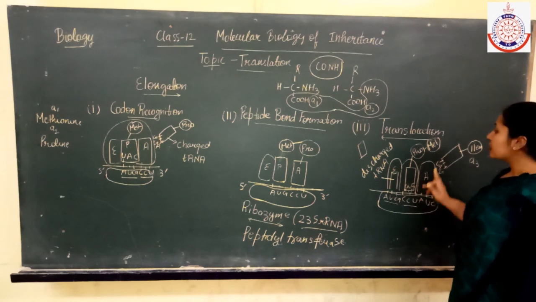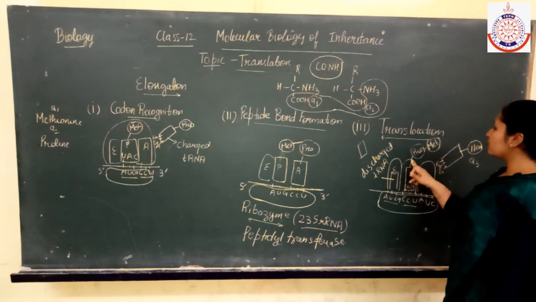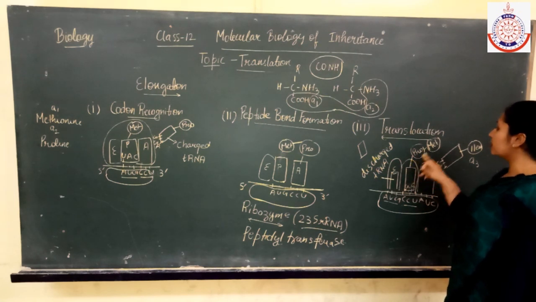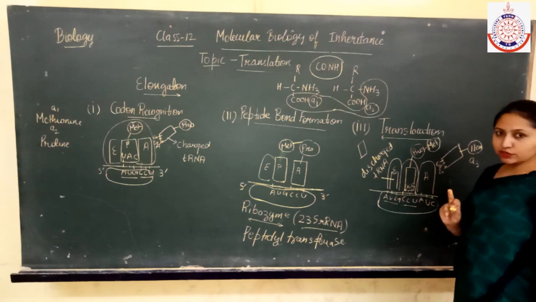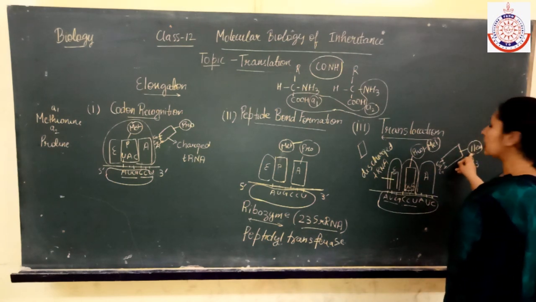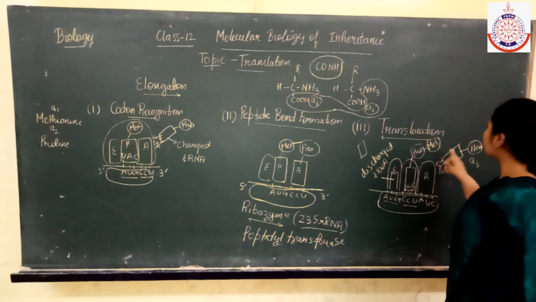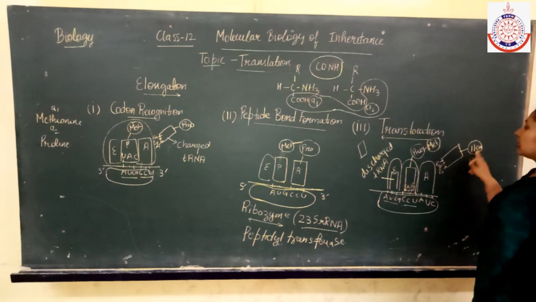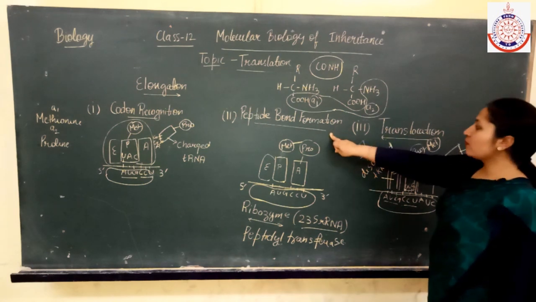Then again peptide bond formation will occur, meaning this bond will break down from here, and this will make the bond with the isoleucine. The COOH group of this proline will make the peptide bond with the amino group of the isoleucine, and this is the peptide bond formation.